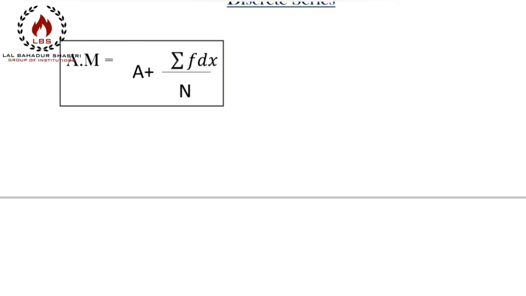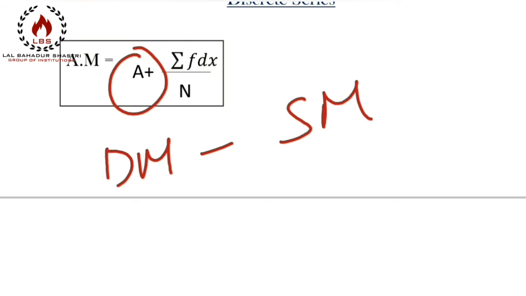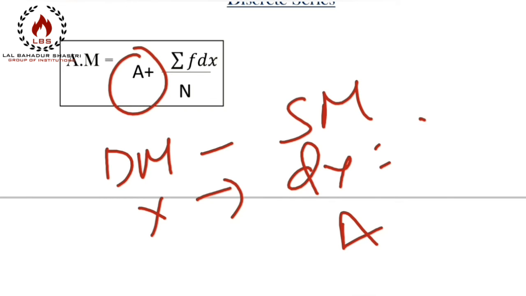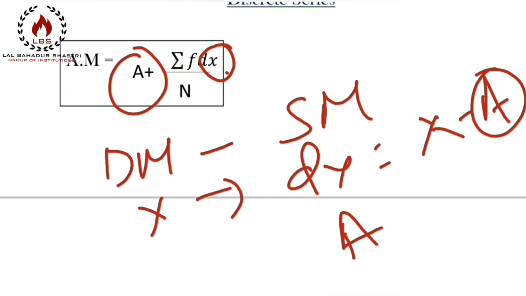Now the discrete series. The formula will be the same, only what is added is the assumed mean. When we move from the direct method to the shortcut method, x is converted into dx, and we have one more thing, that is a. dx is equal to x minus a. So we have a also added. We did nothing else to the formula. We have added a plus sigma f dx in place of this. Earlier we had x or m.